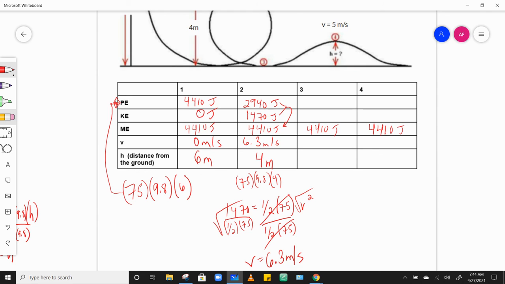Okay, next, point number 3 here. So 3 is on the ground, so the distance from the ground is 0. Okay, the amount of potential energy is 0, and the amount of kinetic energy is 4410. Right? Now the velocity, we use the same formula we used here. So 4410 equals 1/2 times 75 times velocity squared. Solve it the same way. So 4410 divided by 1/2 divided by 75, then square root of that. We get 10.8.